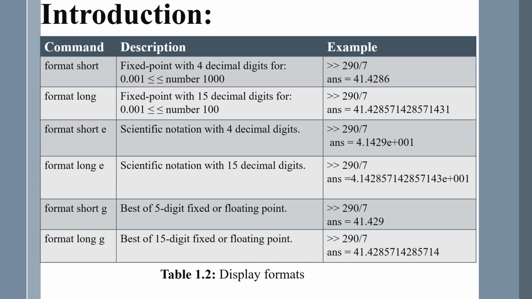Table 1.2 explains different MATLAB display formats used to control the precision and representation of numerical outputs. Format short displays fixed point numbers with 4 decimal places. Format long displays fixed point numbers with 15 decimal places. Format short E uses scientific notation with 4 decimal places. Format long E uses scientific notation with 15 decimal places. Format short G uses the best representation of either a 5-digit fixed or floating point. Format long G uses the best representation of either a 15-digit fixed or floating point.